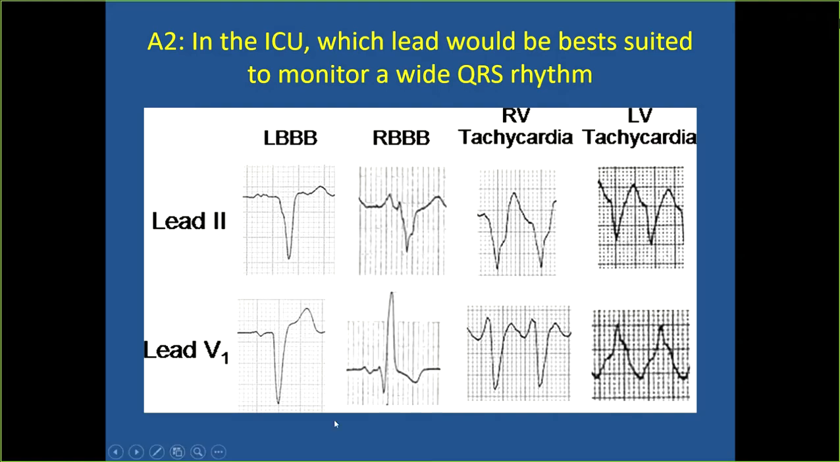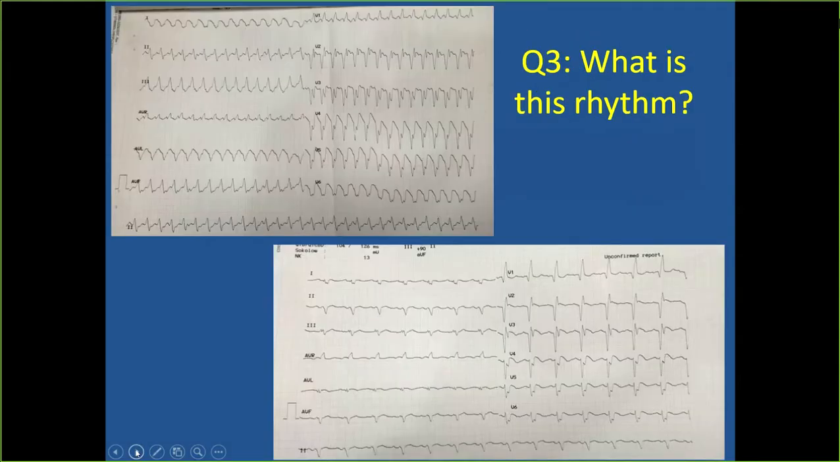If you see lead 2, whether it is a left bundle branch block, RBBB, right ventricular tachycardia, left ventricular tachycardia, it almost appears the same, right? So if you have V1, you can definitely say whether it's LBBB, RBBB, RV, or LV tachycardia. So suppose you have a broad complex tachy and only lead 2 is there, you are just blind. So have V1.